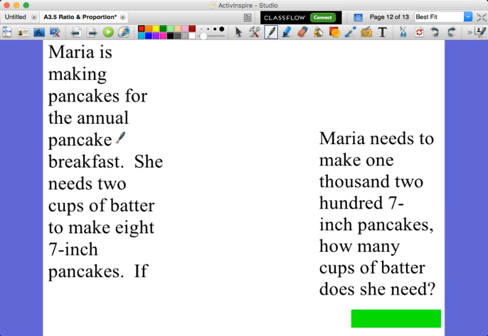Maria's making pancakes for the annual pancake breakfast. She needs 2 cups of batter to make 8 7-inch pancakes. We don't really care if they're 7-inch pancakes. Maria needs to make 1,200 pancakes. She can make 8 here. So 2 cups of batter makes 8 pancakes. 2 batter, 8 pancakes. I'm going to reduce that. 1 cup of batter is going to make 4 pancakes.